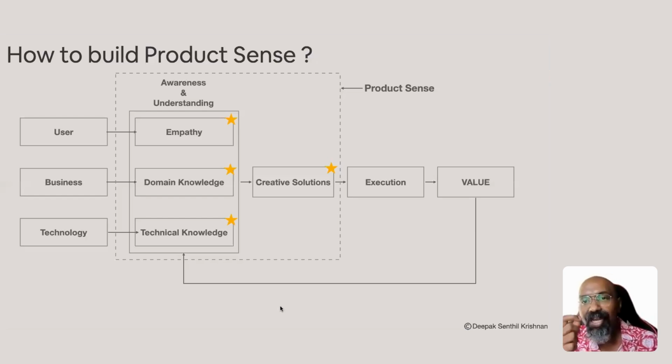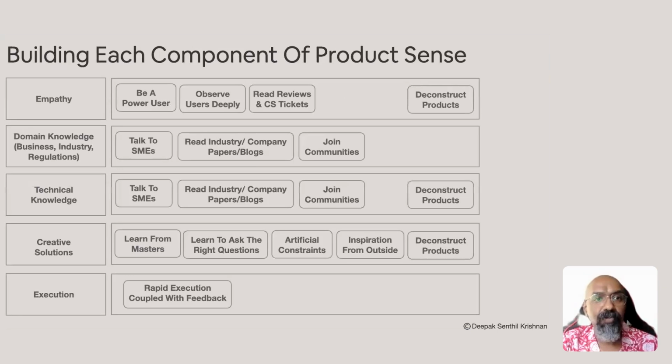There is also an element of execution, which I'll touch upon, which amplifies the rate of building product sense. I'll try to visualize that in the next step. So when we talk about building each of these components, empathy, domain knowledge, technical knowledge, creative solutioning, and execution, I've listed down a variety of techniques that you can use for building each of these.